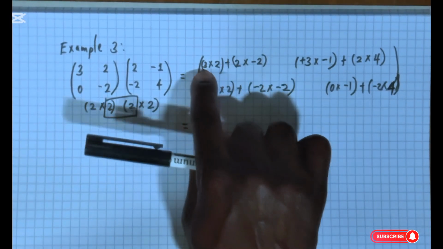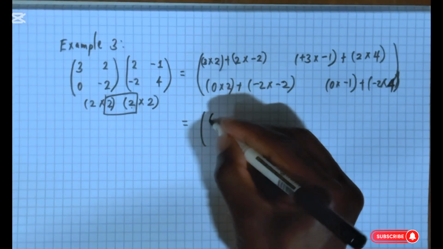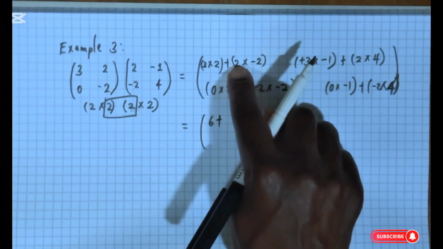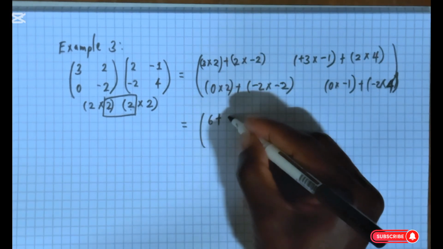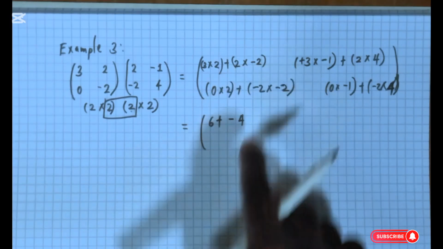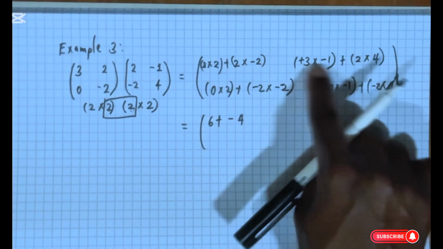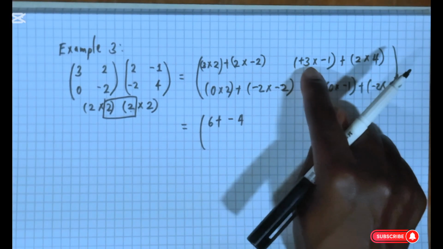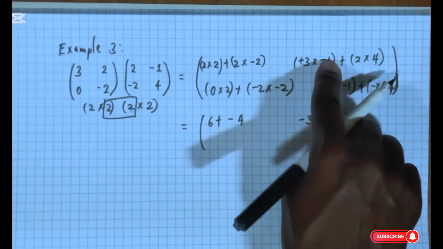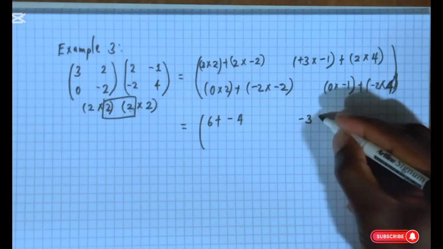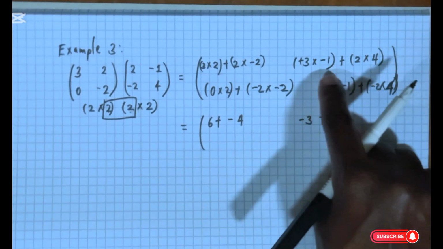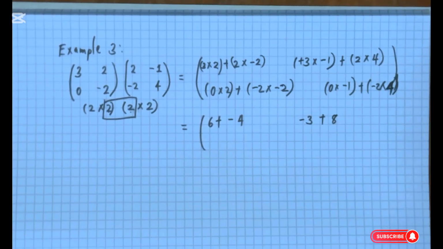So in here we're having 3 times 2, and that will give us 6, plus 2 times negative 2 will give us negative 4. Here we're going to have 3 times negative 1, and that will give us negative 3, plus 2 times 4, which will give us 8.